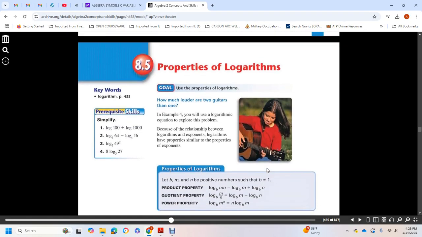Alright, 8.5, properties of logarithms. Because of this relationship, you will use logarithmic equations to explore this problem. Because of the relation between logarithms and exponents, logarithms have properties similar to the properties of exponents.